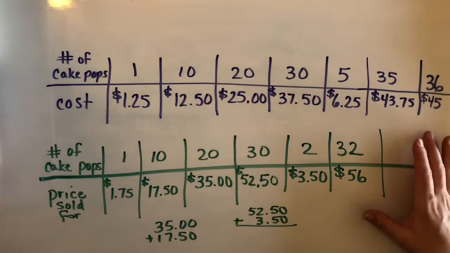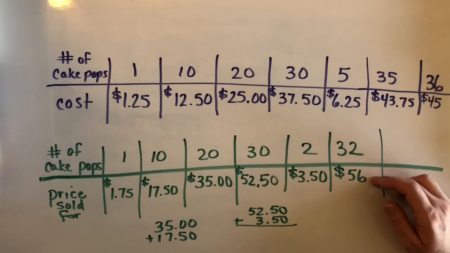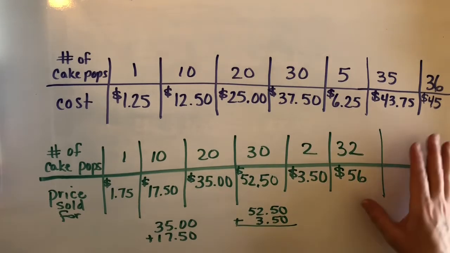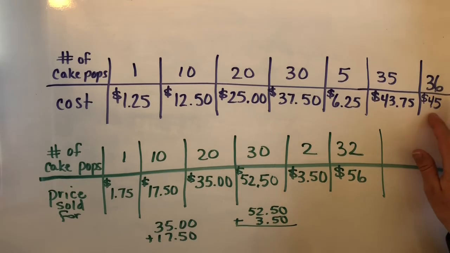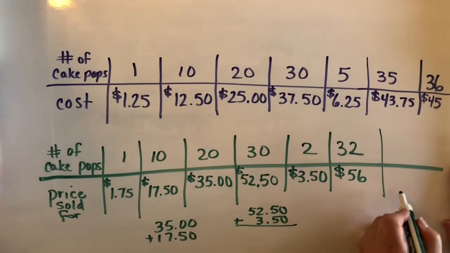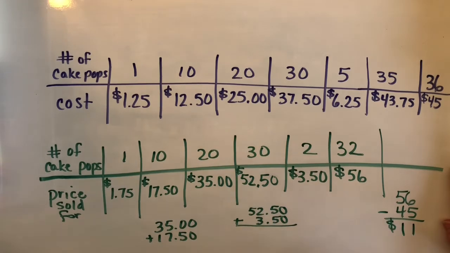Now, it asked you, how much did she collect for the 32 cake pops? $56. How much can she put towards her soccer cleats? Well, she needs to pay her mom back, and it cost $45 at first, so it'd be 56, take away $45 would give her her profit, and that would be $11 profit. I hope using the ratio tables will help you in the future and being able to solve these types of problems.